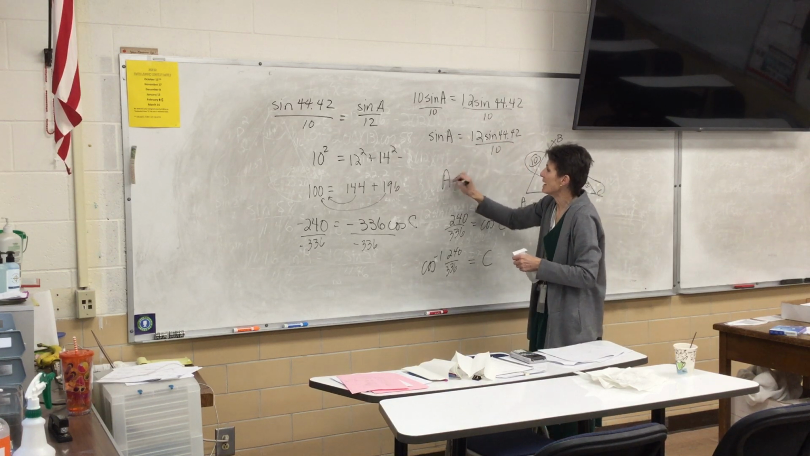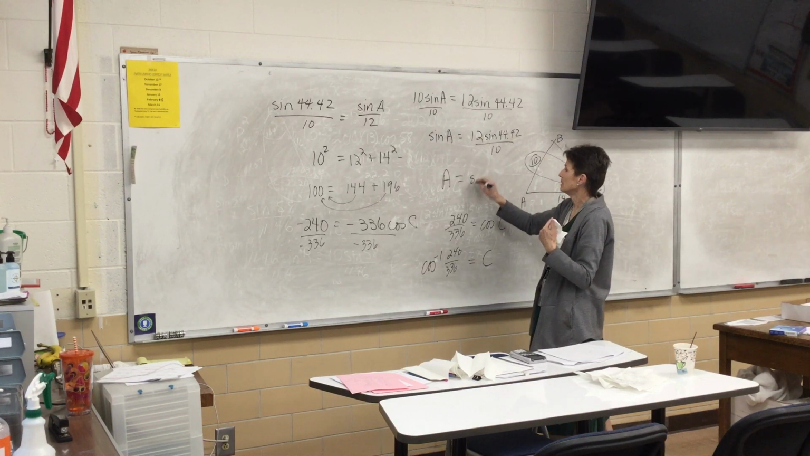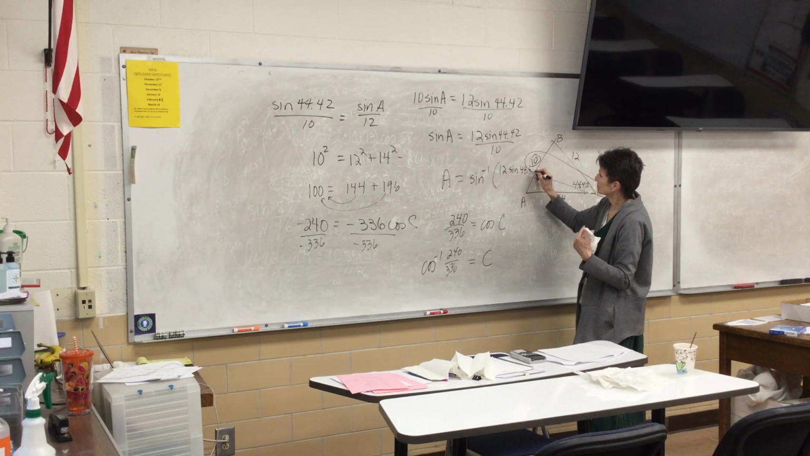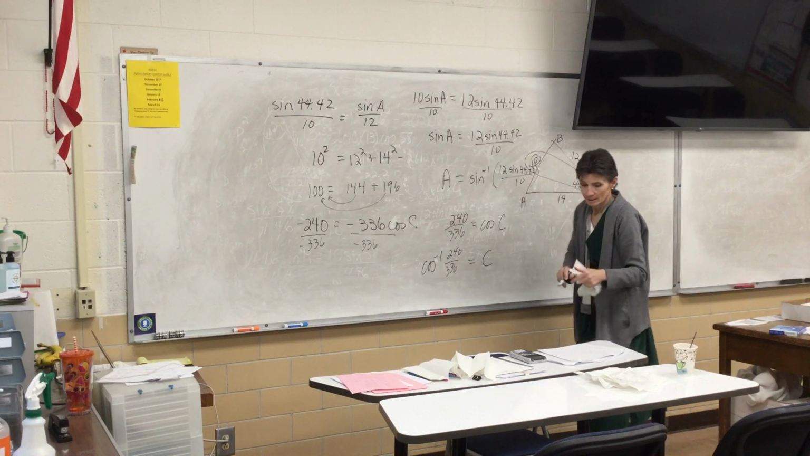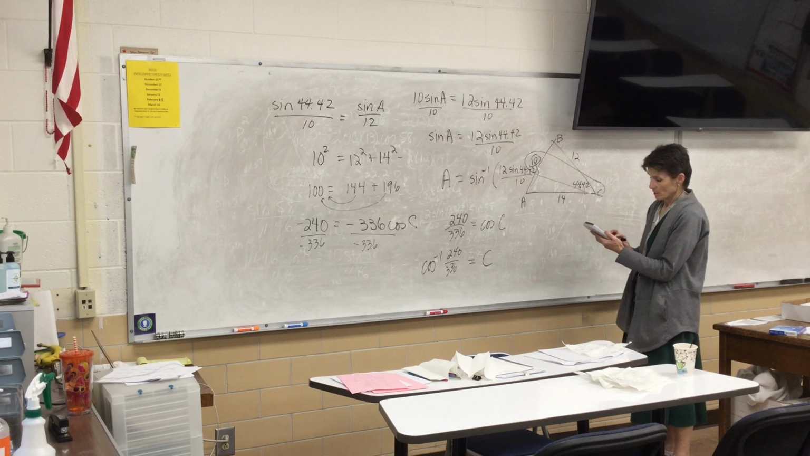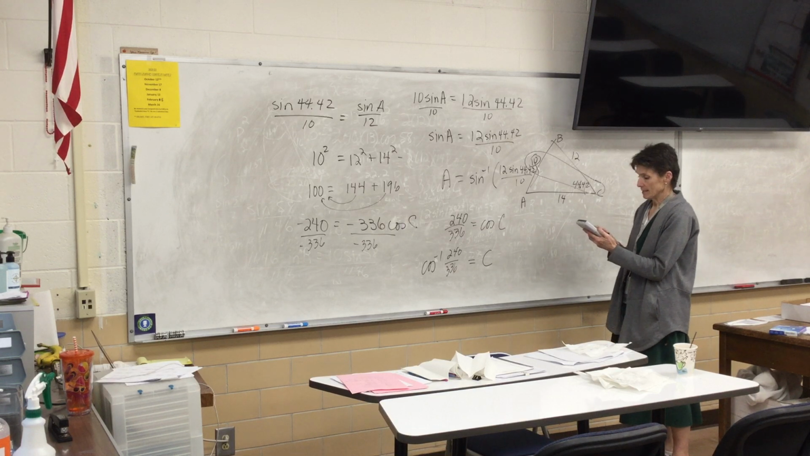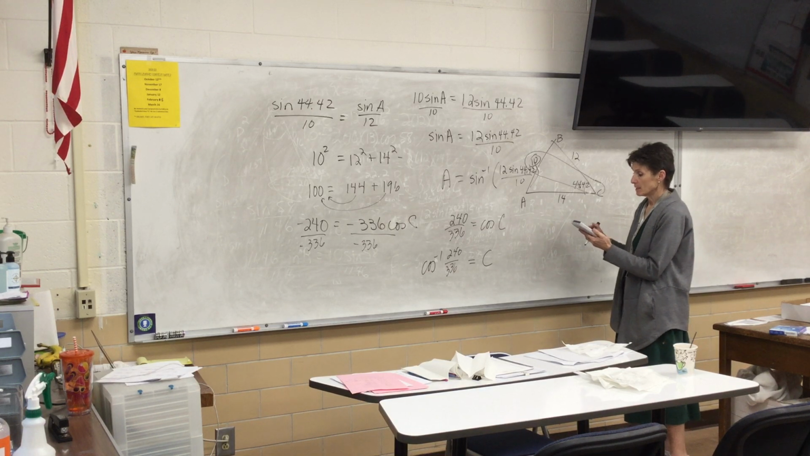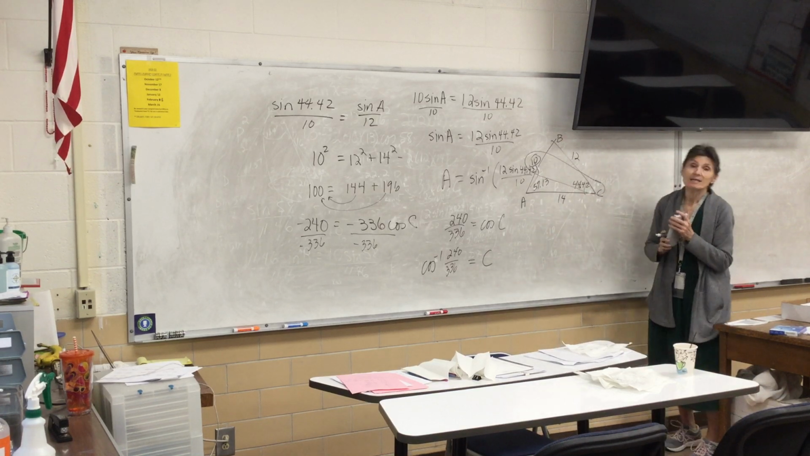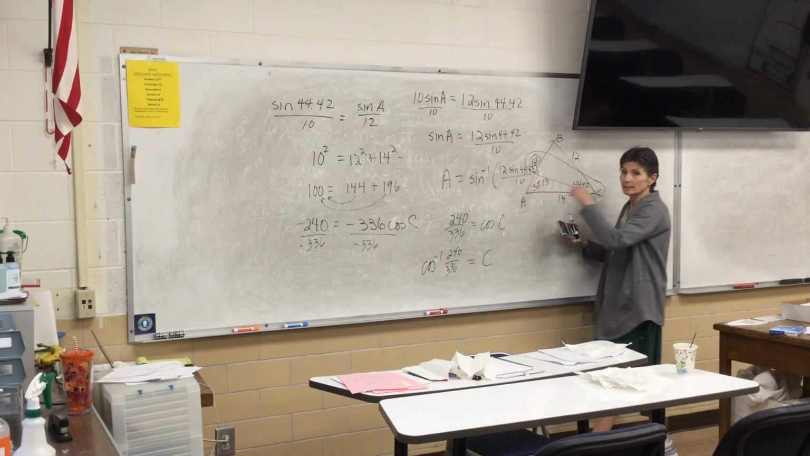So to get angle A now, I'm going to have to do exactly the same thing. I'm going to have to inverse sine this time. So inverse sine that fraction. So let me type that in very carefully. Inverse sine, 12 sine 44.42, close parentheses, divided by 10, 57.13. So angle A turns out to be 57.13 when I type this in on my calculator.